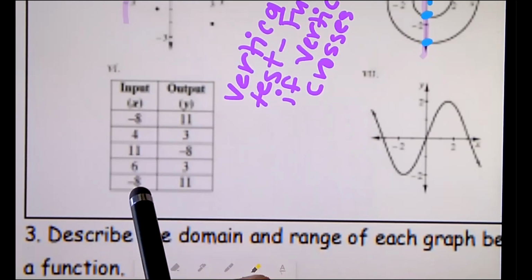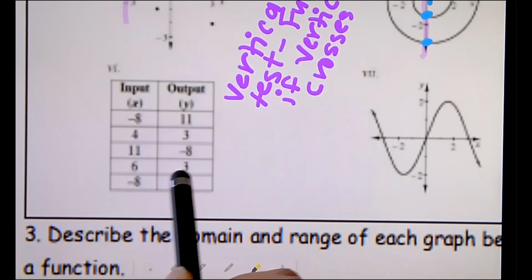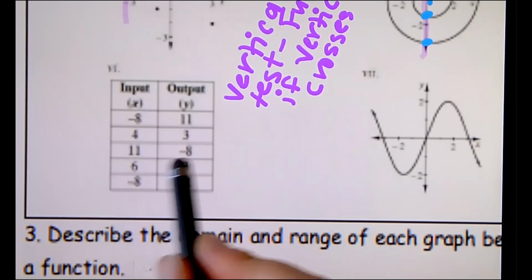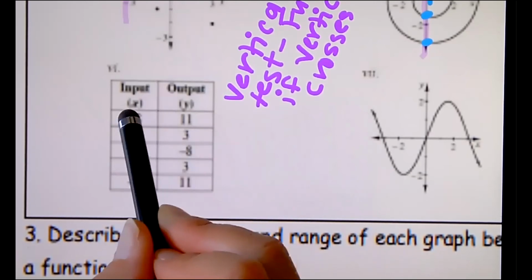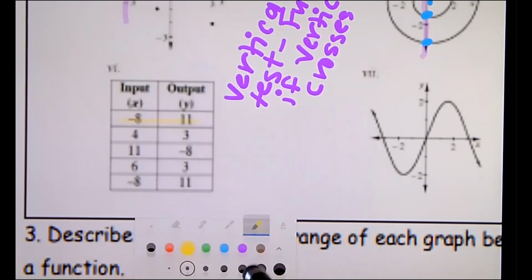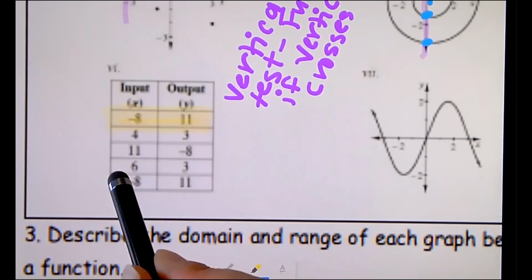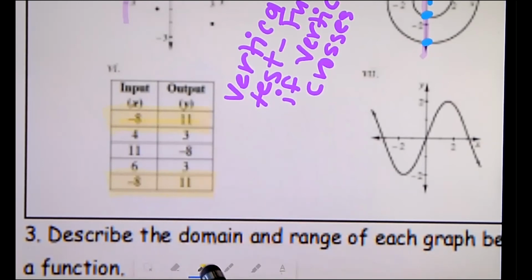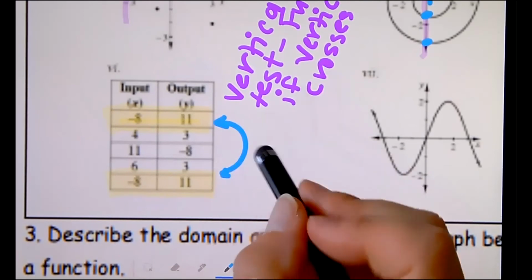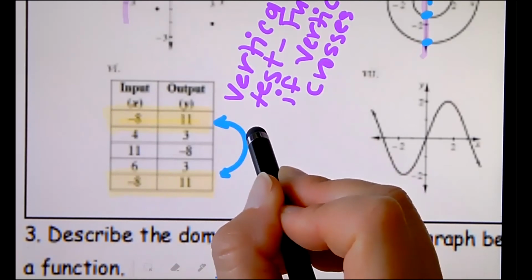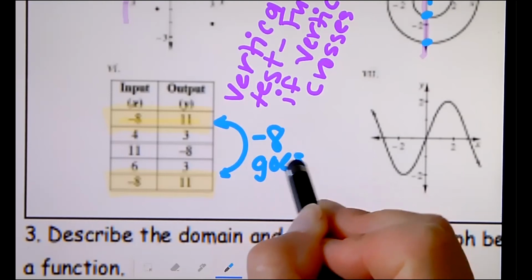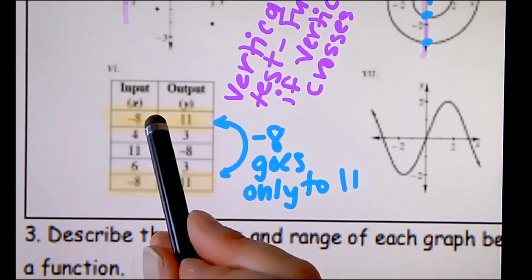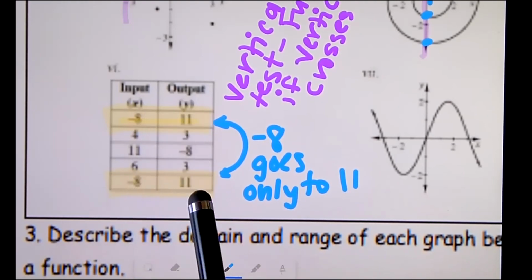As I'm going through, okay, I see a couple things. I see 4 goes to 3 and 6 goes to 3, but that's okay. I can have different x's go to the same output, okay? Maybe it's a popular output. But I do have a -8 here, and I have a -8 here, so maybe this is a problem. But it's not, because they go to the same thing. So here, -8 goes only to 11. Yeah, I have it twice, but I didn't have -8 go to 11 and -8 go to a totally different number. This is a function.